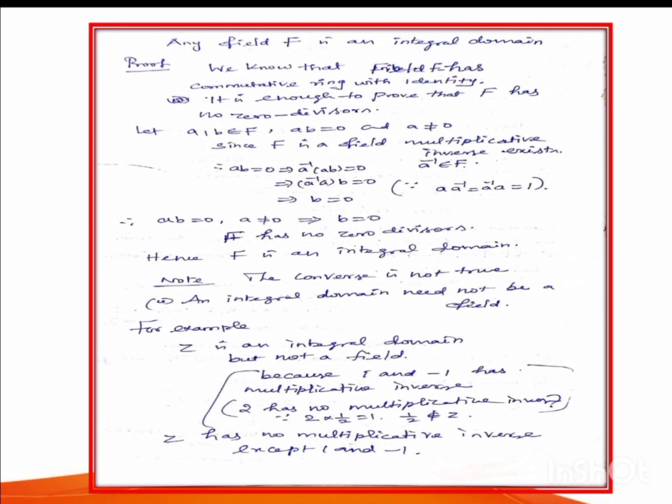But the converse is not true, that is, an integral domain need not be a field. For example, Z is an integral domain but not a field, because only 1 and minus 1 have multiplicative inverses. 2 has no multiplicative inverse, since 2 into 1 by 2 value is 1, but 1 by 2 does not belong to Z. So Z has no multiplicative inverse except 1 and minus 1. The condition is failed. Therefore Z is not a field but an integral domain. Okay. Thank you.